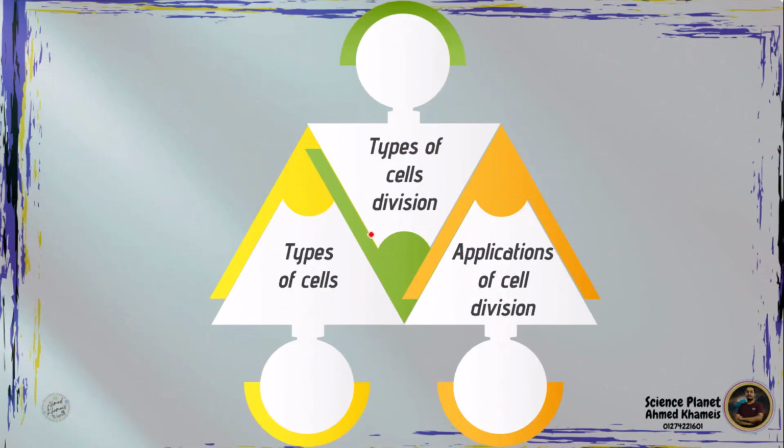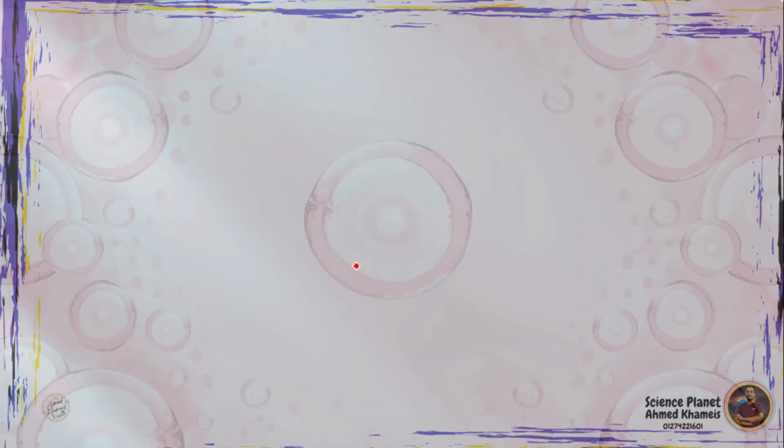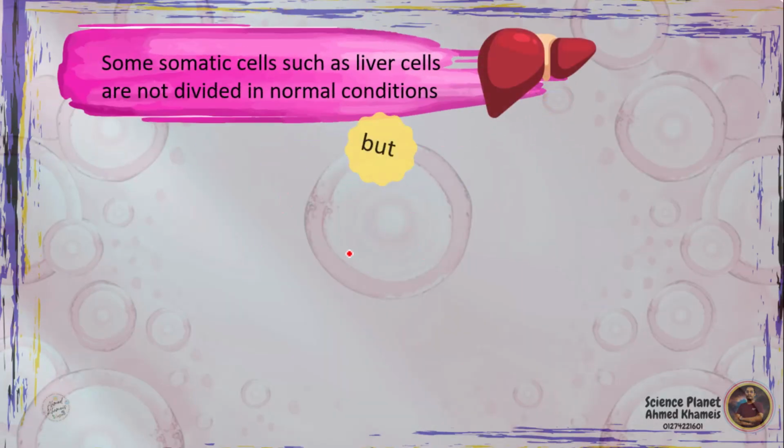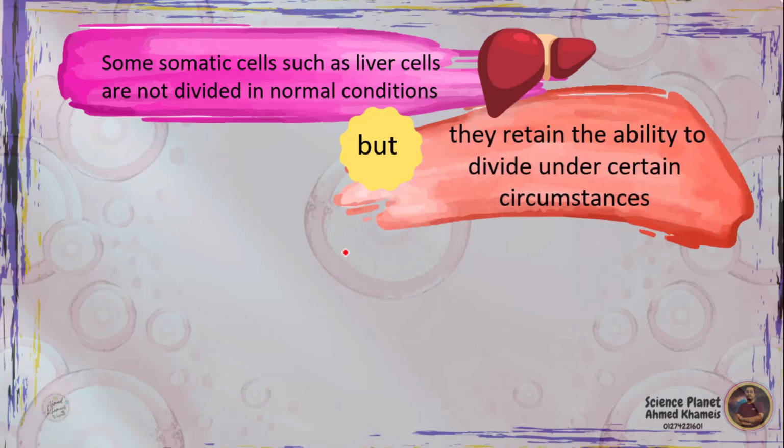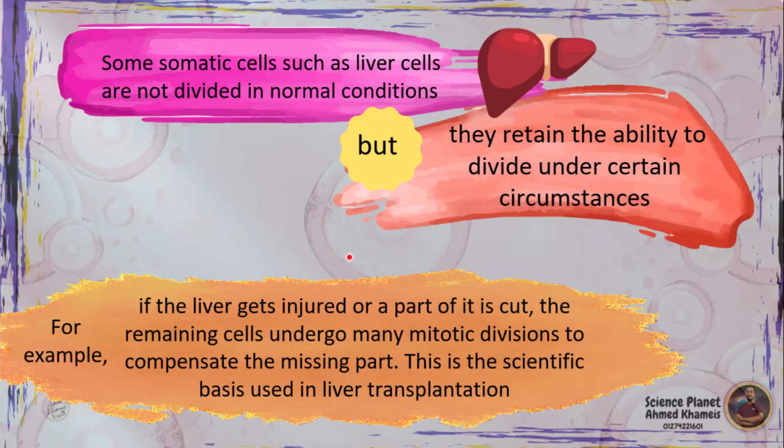So what are the applications of cell division? First, some somatic cells, such as liver cells, do not divide under normal conditions, but in certain conditions they have the ability to divide. So if the liver gets injured or a part of it is cut, the remaining cells undergo many mitotic divisions to compensate for the missing part, because we said that the goal of mitotic division is compensating for damaged cells.